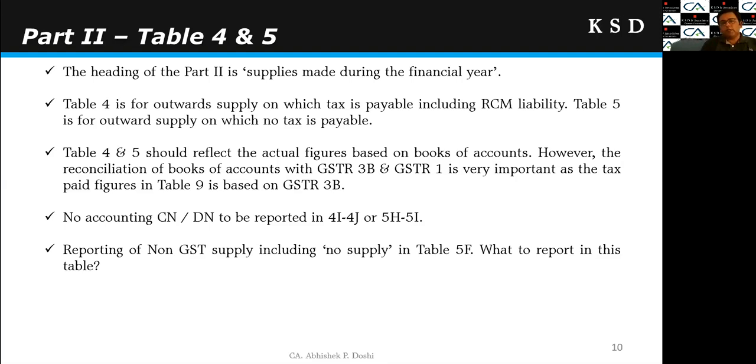However, the reconciliation of the books of account with the GSTR 3B and GSTR 1 is very important, right? Because we cannot directly put the figure as per books of account in table 4 and 5. Because table 9 is regarding tax payable and tax paid, and that tax paid figure comes from the GSTR 3B, right? So it is very much important that we take the figure as per the books of account, but the reconciliation with the GSTR 3B and GSTR 1 is important, and the tax liability will be adjusted according to such reconciliation.